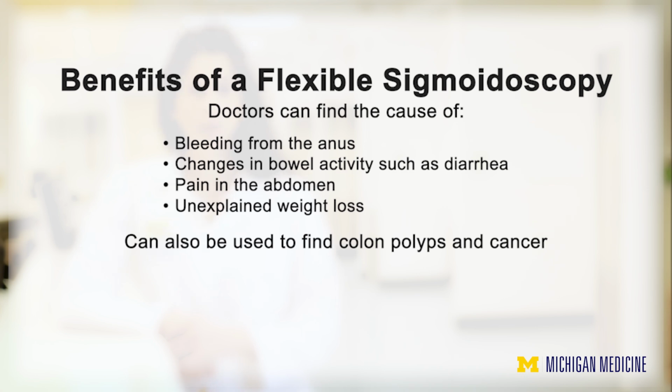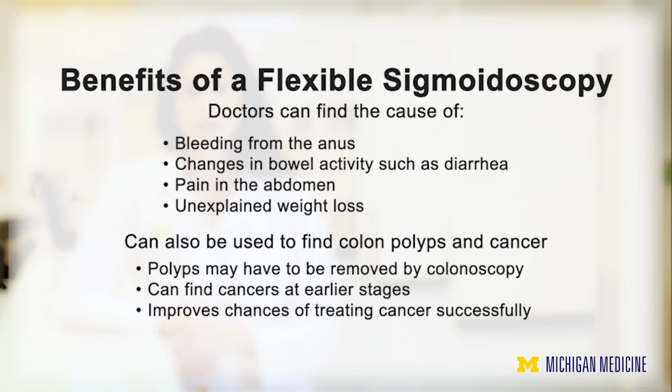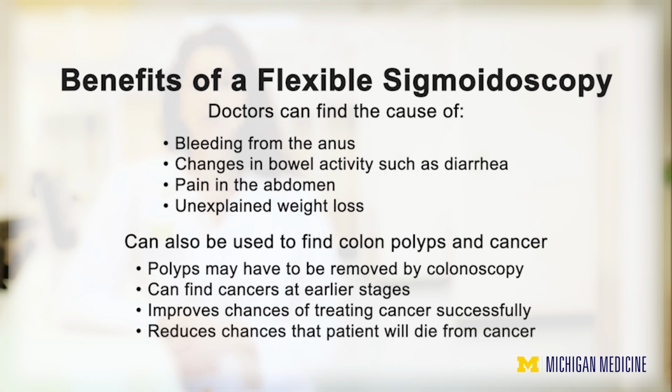Colon polyps are abnormal tissue growths that may turn into cancer with time. If a polyp is found during the procedure, you may have to have a subsequent colonoscopy to have it removed. Flexible sigmoidoscopy can also find cancers at earlier stages. This greatly improves the chances for treating colorectal cancer successfully and reduces the chance that a person will die from colorectal cancer.